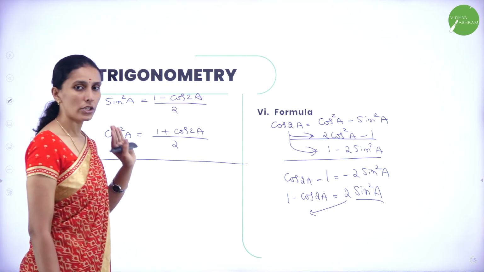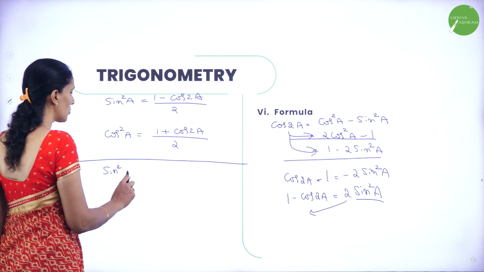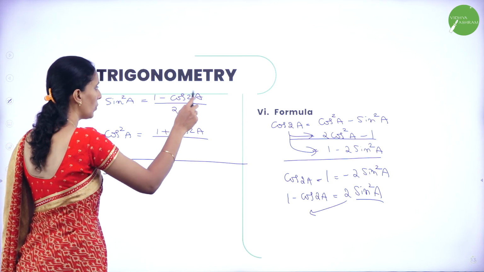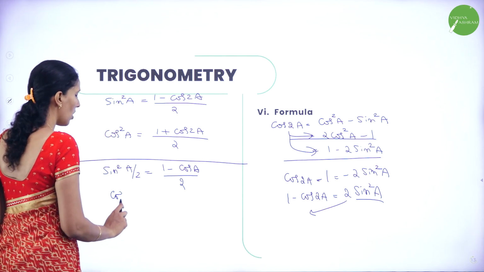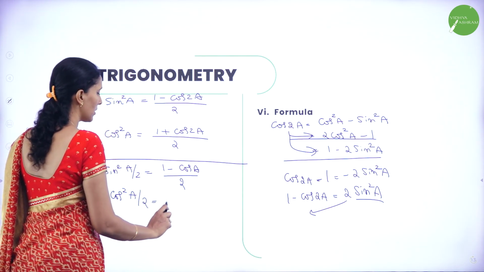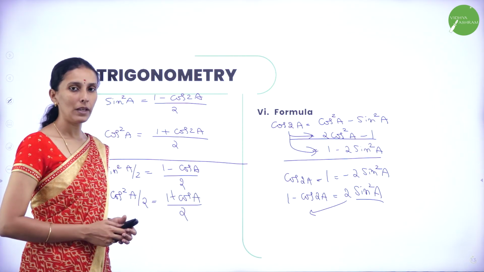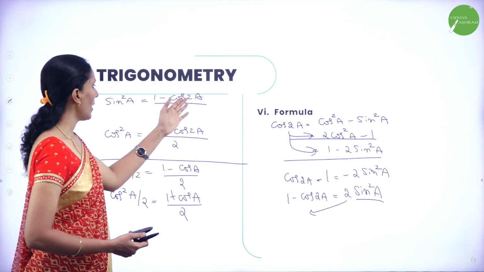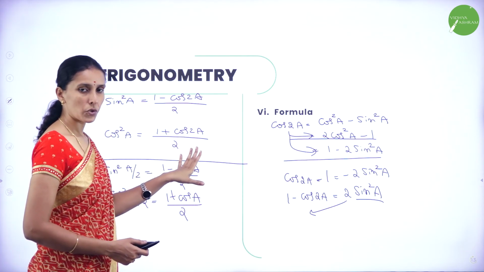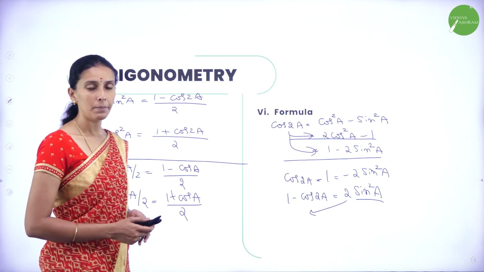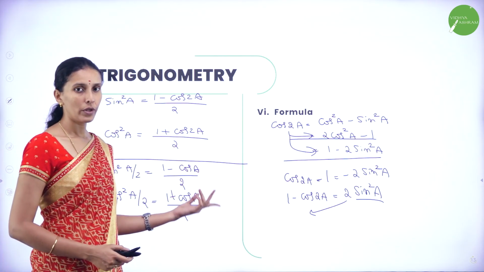Again, if you want to change it to submultiple angle, here A becomes A by 2, and wherever you have 2A, it becomes only A. So cos square A by 2 can be written as 1 plus cos A divided by 2. So this is the formula we can take. So 1 minus cos 2A by 2 is nothing but sine square A. Cos square A is 1 plus cos 2A by 2. Again, for submultiple angles they take the same form, but with A by 2 and A.